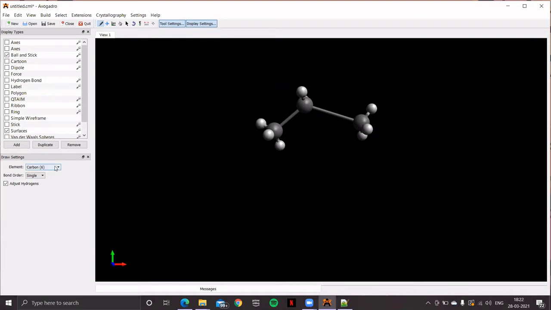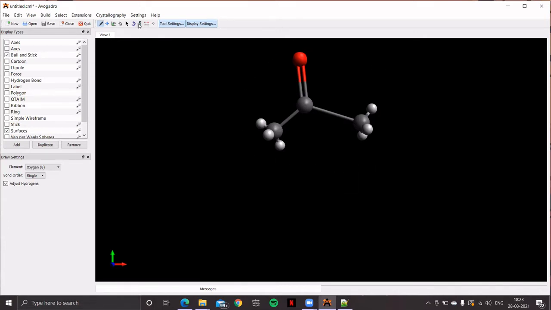So from the element drop-down menu, choose oxygen. Click on this carbon and drag to get a carbon-oxygen single bond. Now click at the center of the CO bond to convert that to a double bond. Done. Before moving forward, first let's clean up this molecule using a molecular mechanics force field.